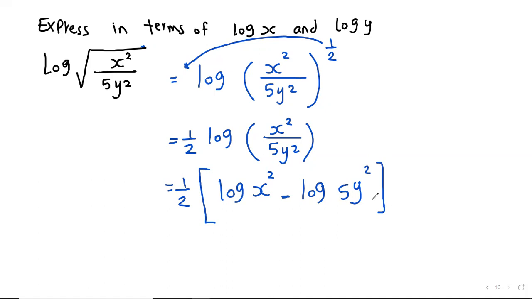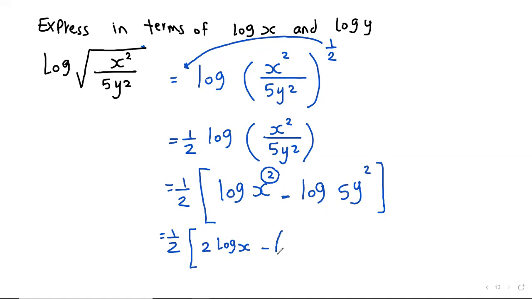What is the next step? Leave this half as it is. What about this power here, 2 above x? We will write it as 2 multiplied by log x, minus. We have here 5 multiplied by y to the power of 2.